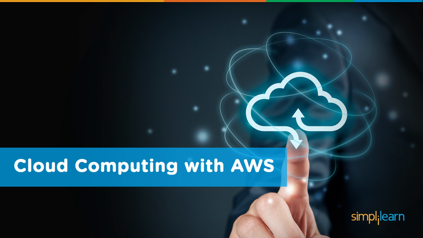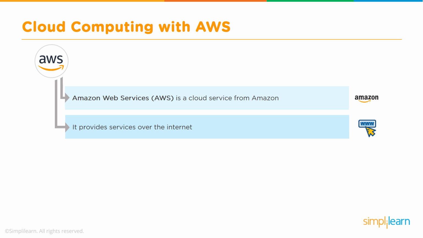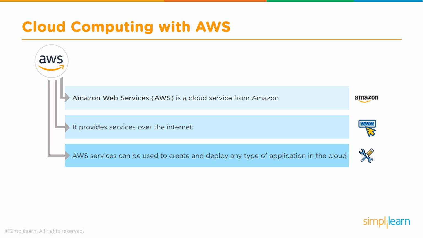Let's talk about cloud computing in AWS. Amazon Web Services, AWS, is a cloud computing service provided by Amazon, and these services are accessible over the internet. Because AWS provides infrastructure as a service as its flagship offering, we can create and deploy any type of application in the cloud on top of the IaaS that Amazon provides.